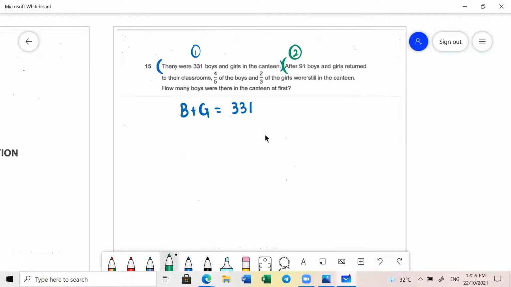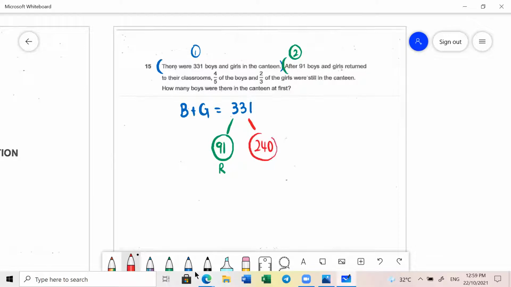After that, I'm going to read the second sentence. After 91 boys and girls, so we just put 91, returned to their classroom. So what we want to write is R, where R stands for returned. If I have this, the hidden information here is actually the remaining. So that is 331 minus 91, and that is 240.